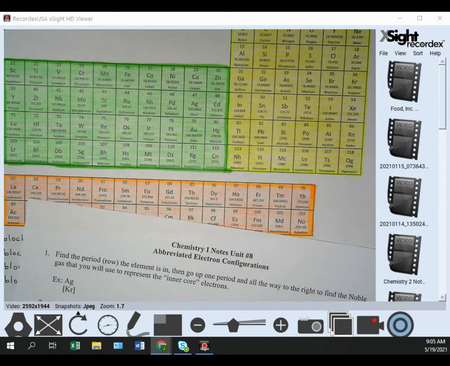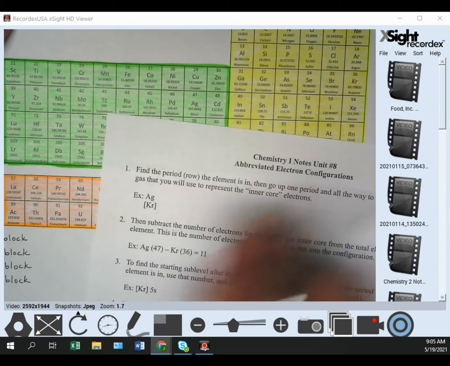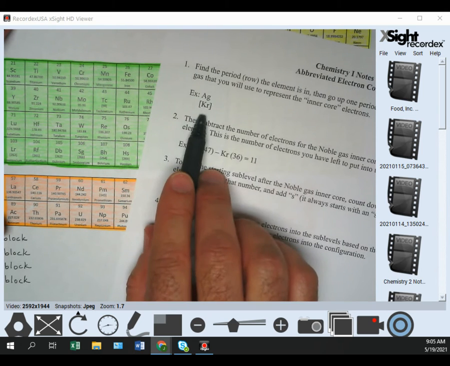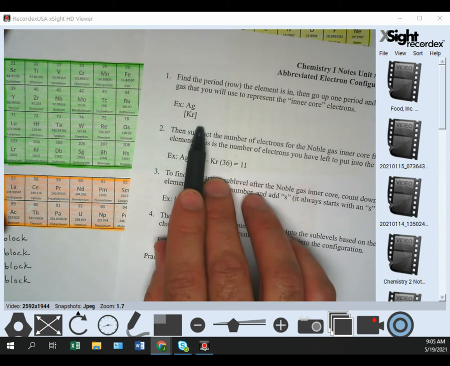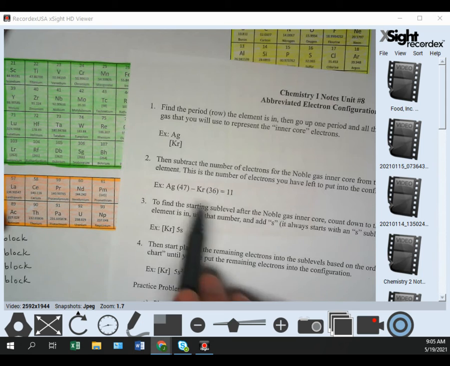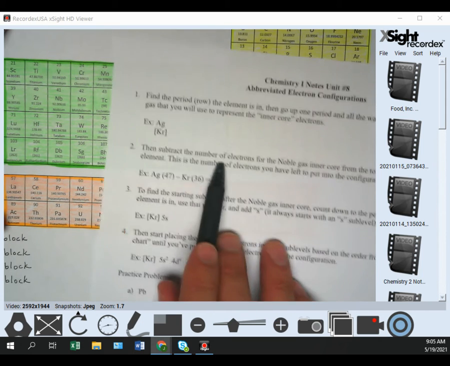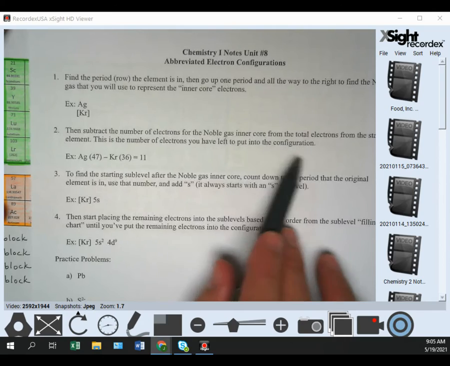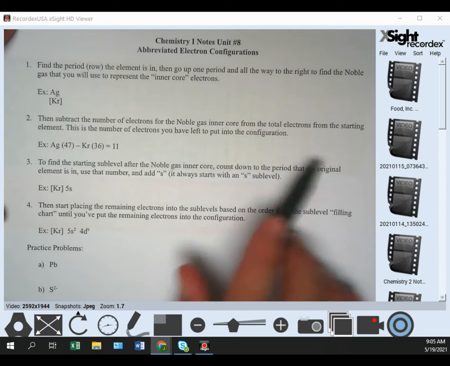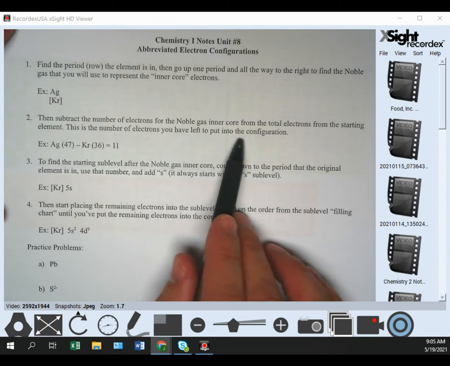Okay, so what you do is you write down krypton, the symbol, in brackets. That's going to represent krypton's number of electrons. Then you subtract the number of electrons for the noble gas inner core from the total electrons of the starting element. This is the number of electrons you have left to put in the configuration.